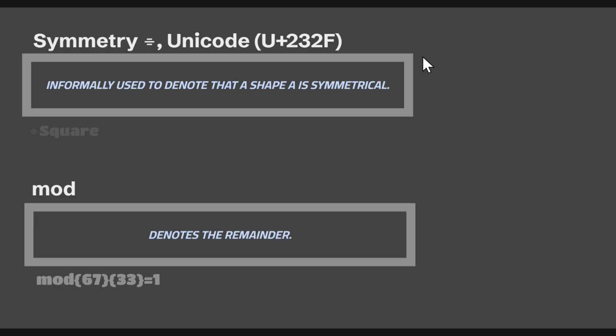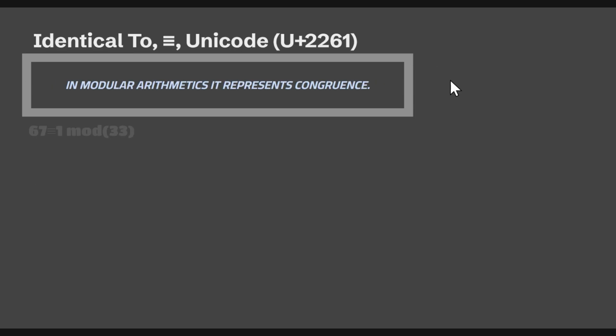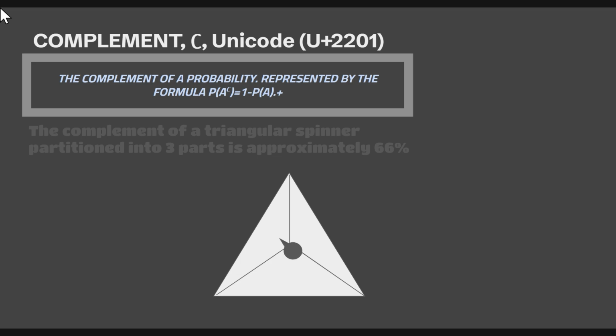Mod, denoted by the letters M O D, denotes the remainder. Identical to, which looks like an equal sign with an extra line, denotes congruence. In algebra, it may also represent identities. Complement denotes the probability represented by the formula 1 minus probability of A.